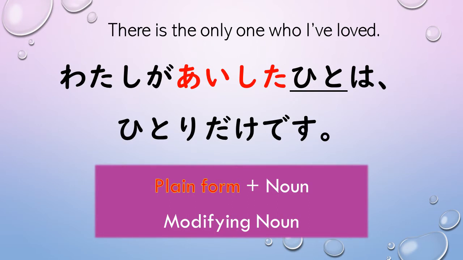Next one. There's only one person I've loved. 私が愛した人は一人だけです。You can modify a noun with a plain form sentence. In this case, 私が愛した explains what kind of person. The person who I loved. 私が愛した人. 一人 means one person. だけ means only. 一人だけ is only one.